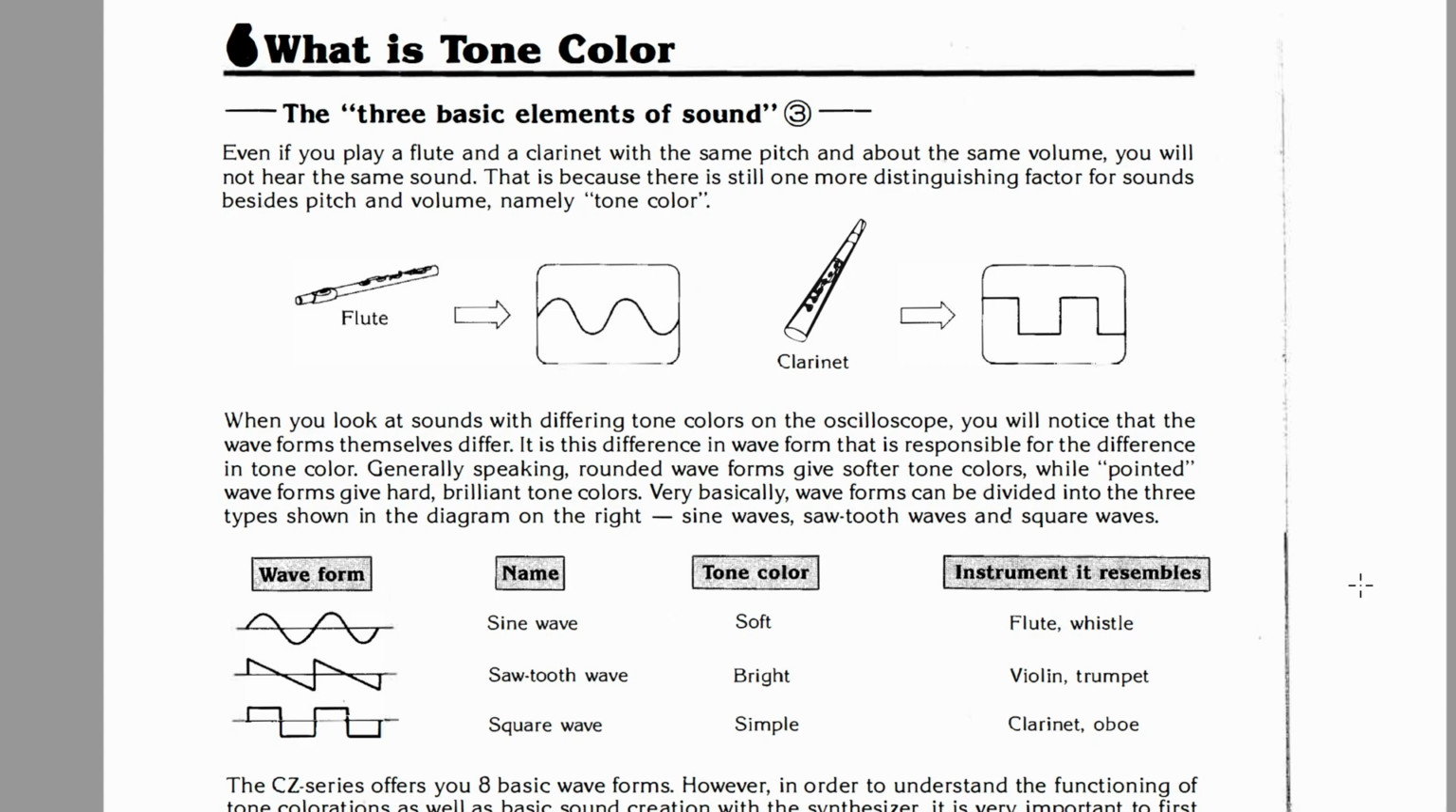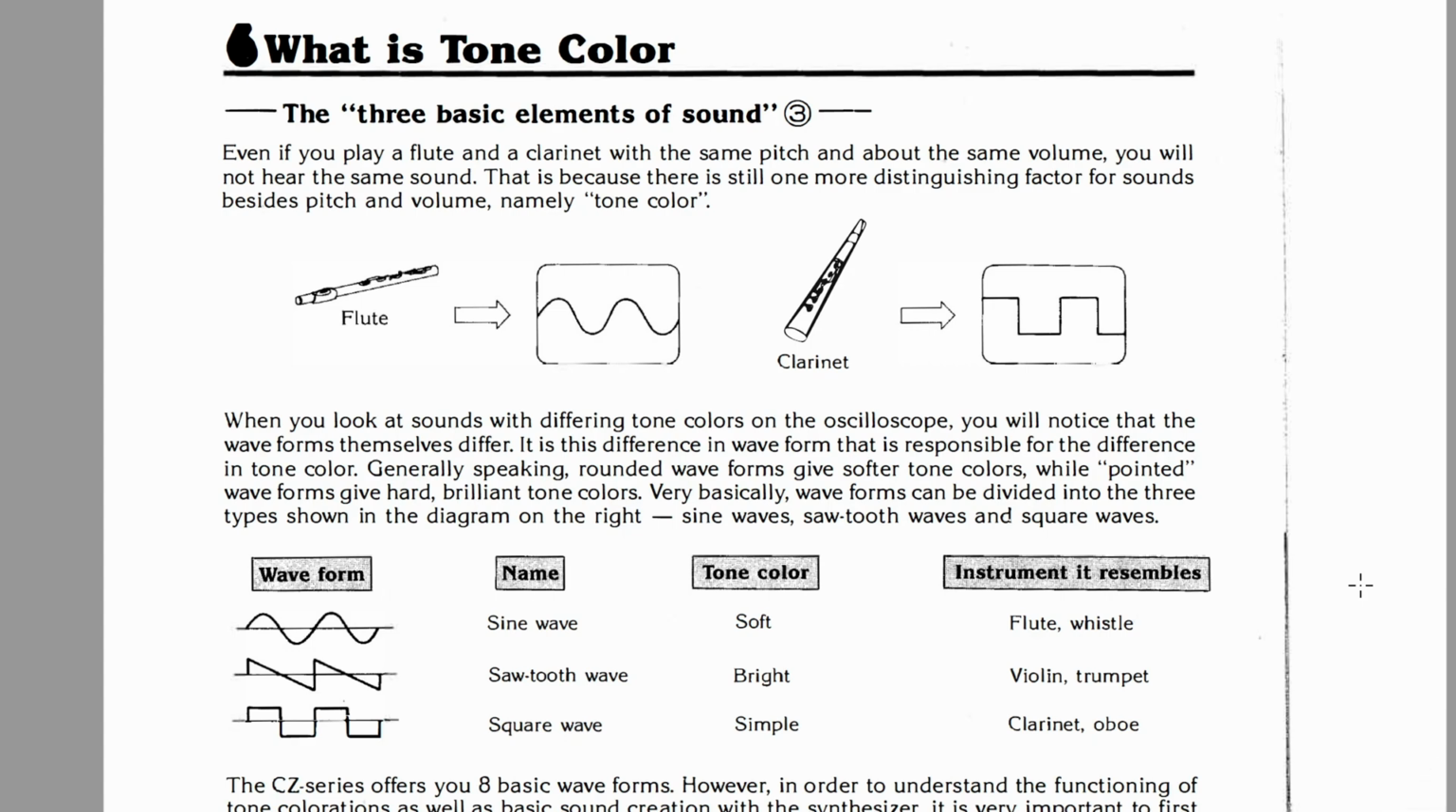So here on this page it's talking about how the sine wave, which only has the fundamental, it describes the tone color as being soft. I guess that's true. We might also call it pure. And instruments that are mostly like the sine wave, right? Flutes, whistles. And then the sawtooth wave, it has a tone color or a timbre that's bright.